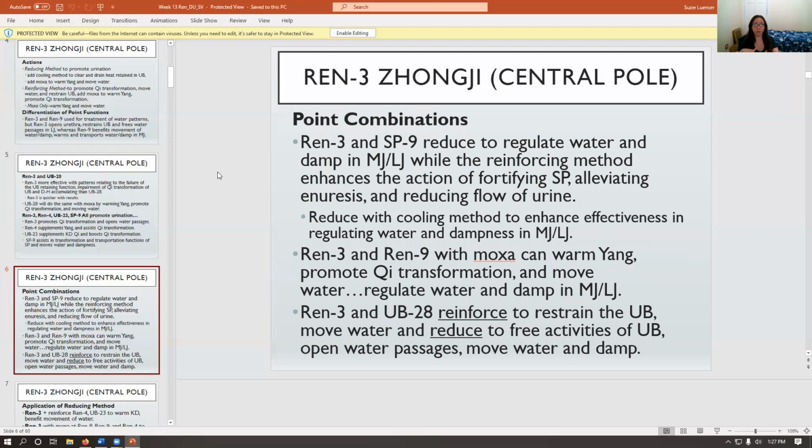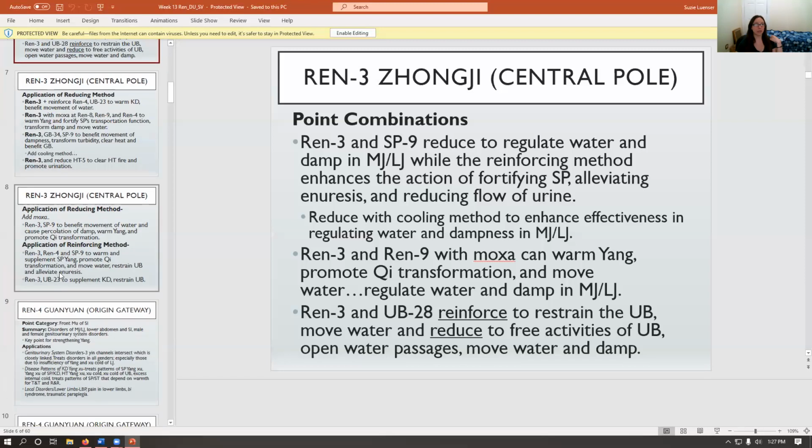And then Ren 3 with UB28, front mu back shu. That's going to be nice. We can reinforce to restrain the UB, move water, and then reduce to actually open the water passages. So we can either crank up the urination or crank down, depending on our needle technique on that one.